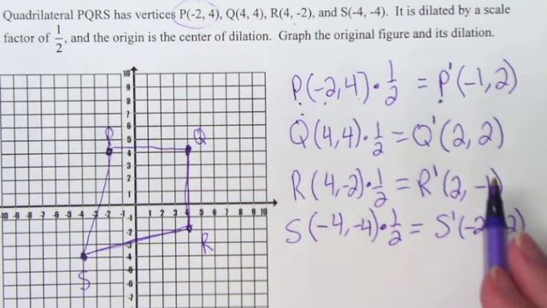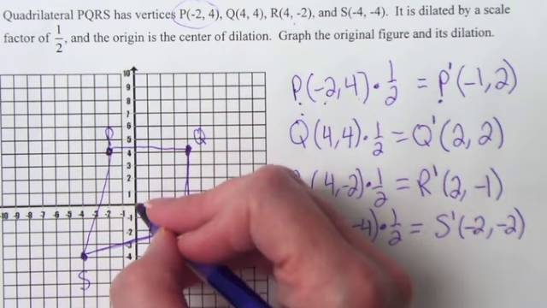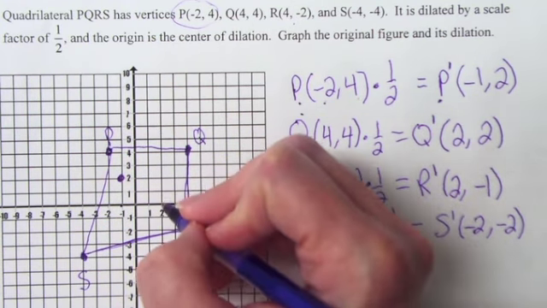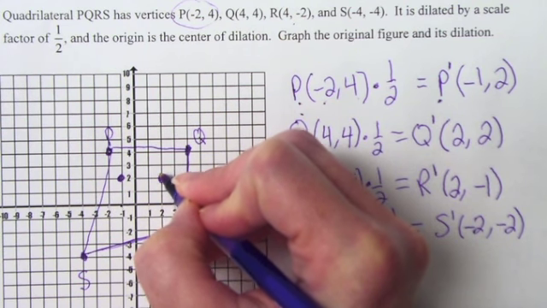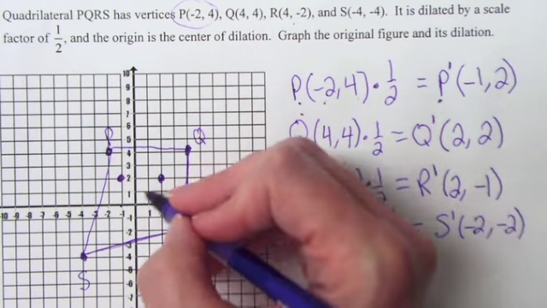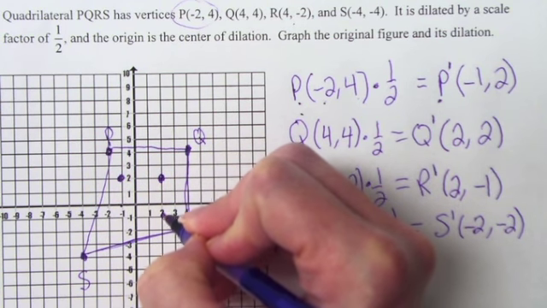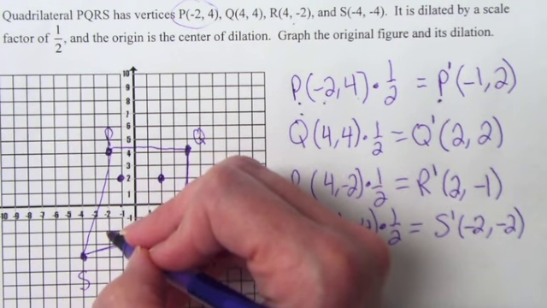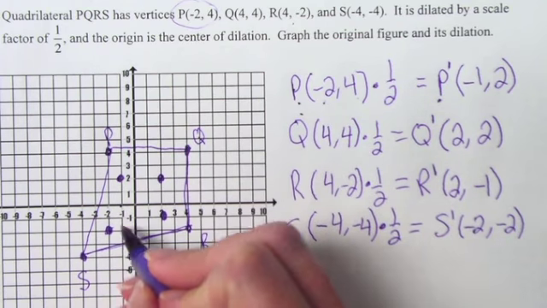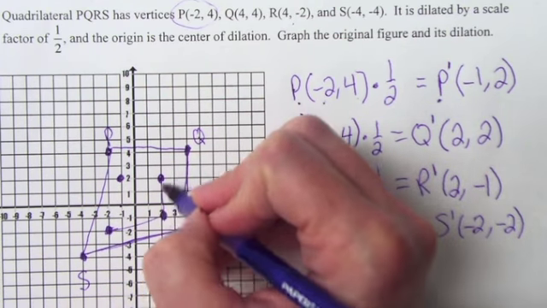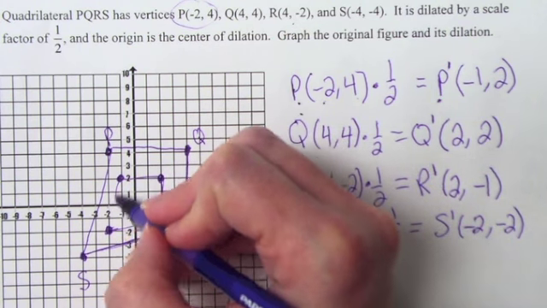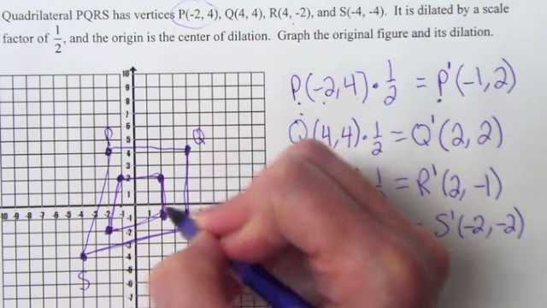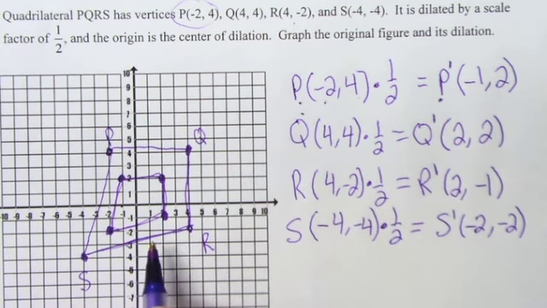Now we plot our new points. P prime is -1, 2. There's our new point. 2, 2. Then we have 2, -1. And then we have -2, -2. And as you can see, it's the same shape. Okay, it is the same shape. It still looks like a kite. I'm pretty sure it's a kite. So it's the same shape, but it's just not the same size. It's kind of been halved.